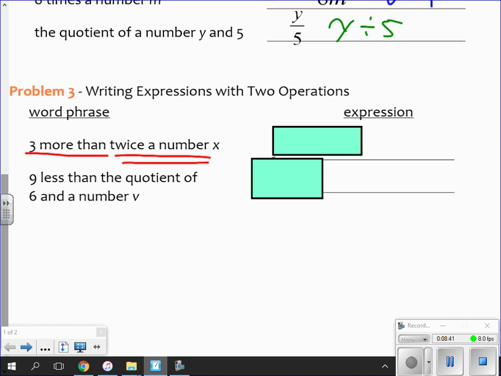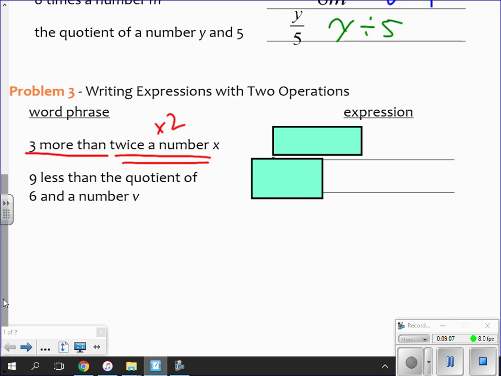How do you get twice something? What do you do to get twice something? No, not squaring it. You do what? Multiply. You multiply it by what? 2. You multiply it by 2 if I have twice something. If you have $10 and I have twice as much, I have $20 because I took 10 times 2. Okay. So twice a number means multiplying by 2.